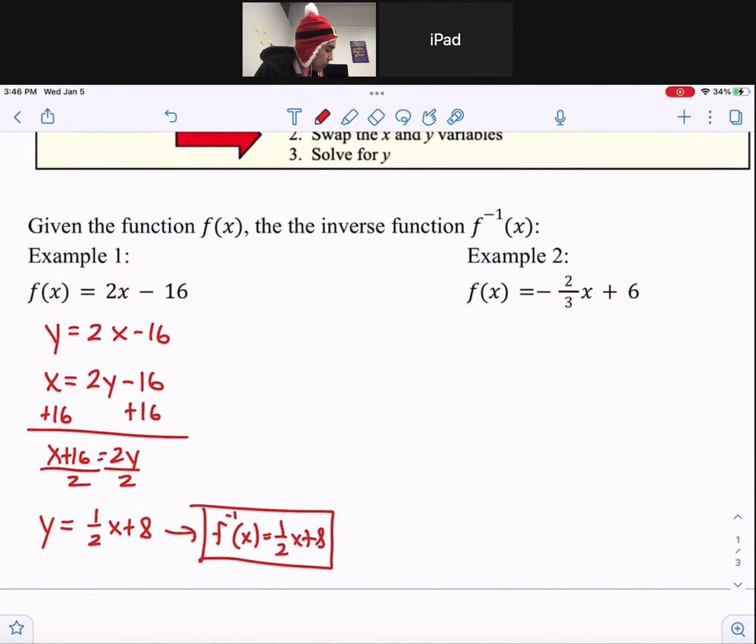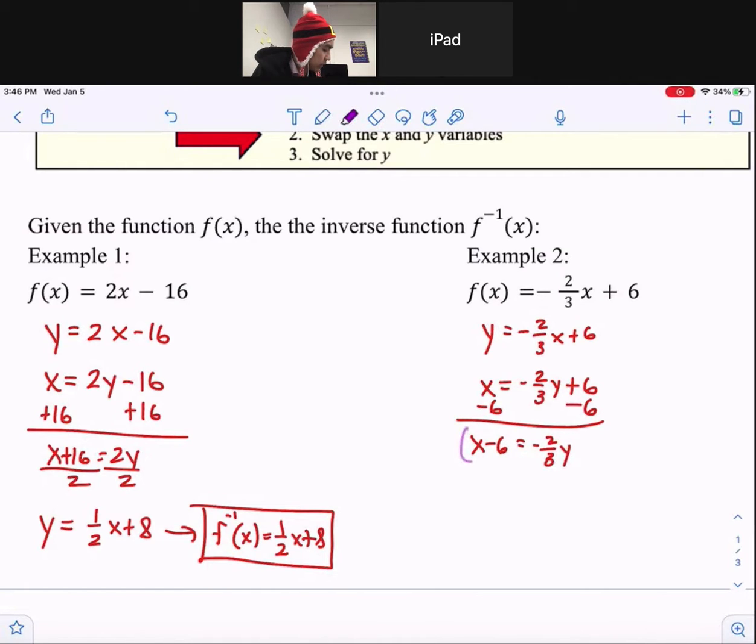Example 2. Again, same process. Set it equal to y. Switch the x and the y variables. And then you solve for your new y. Subtract 6 from both sides. Now we have a fraction here, you guys, which we don't like to deal with too much.